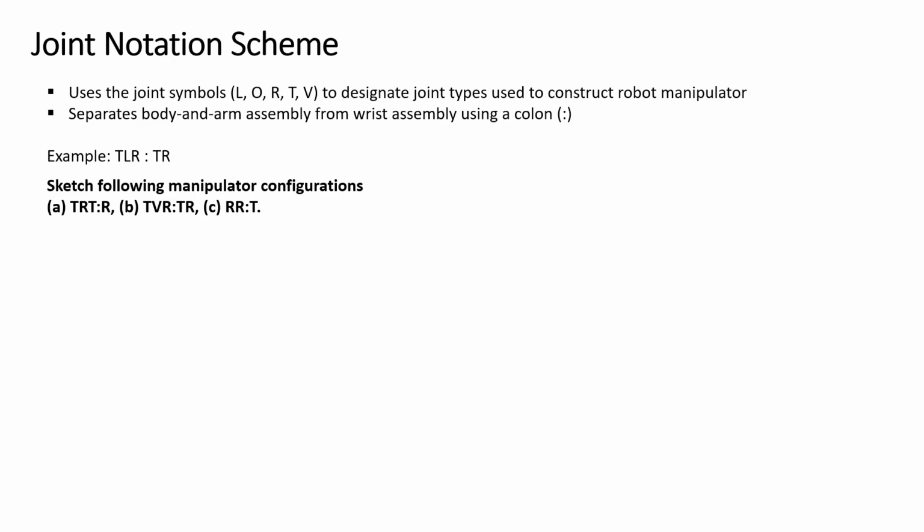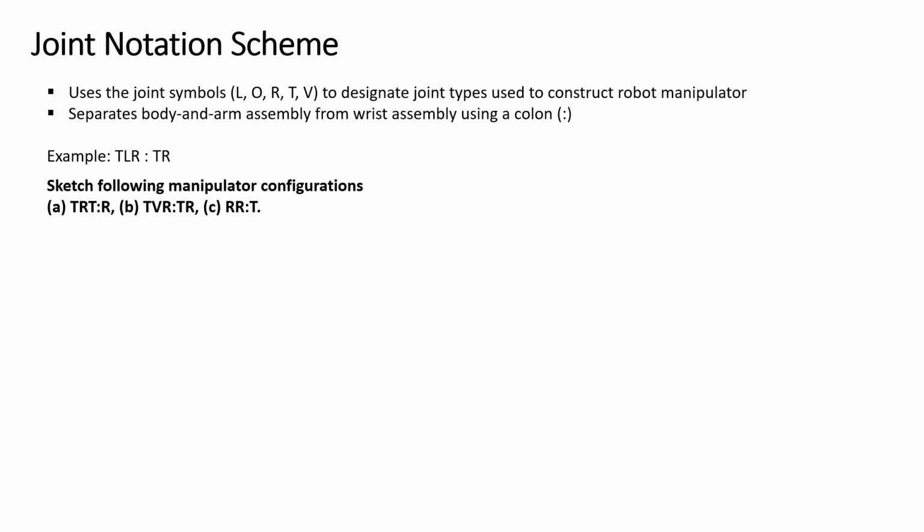And now, what is the joint notation scheme? We just saw the different joints like L linear, then O, R, T, V like rotational, twisting, revolving. So this will designate the joint types used to construct the robot manipulator, and separates body and arm assembly from the wrist assembly. We saw the wrist assembly, and this is by the semicolon.